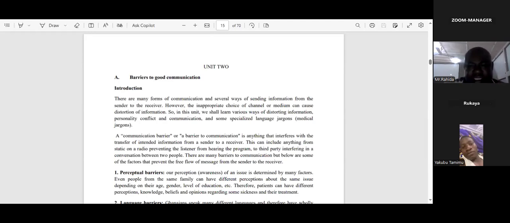Written communication here has to do with you taking a piece of paper and a pen to write the information that you have. Then you serve it to your patient or your client. That is what we mean by verbal communication or therapeutic verbal communication.